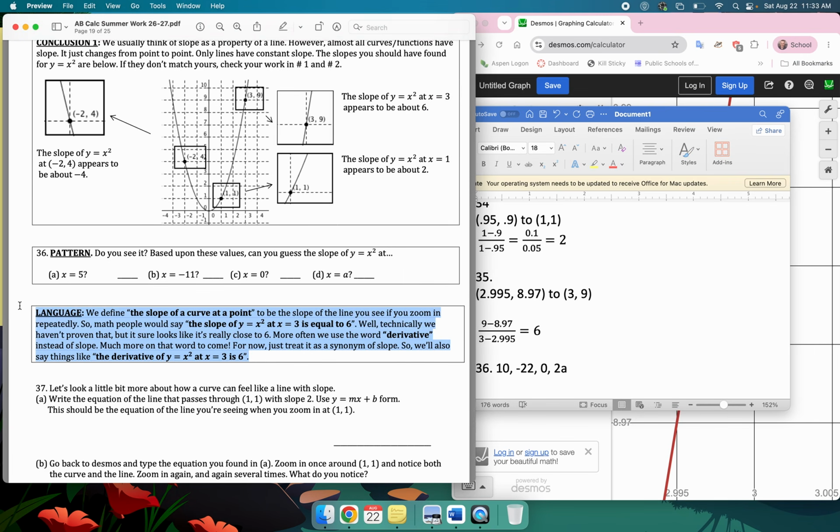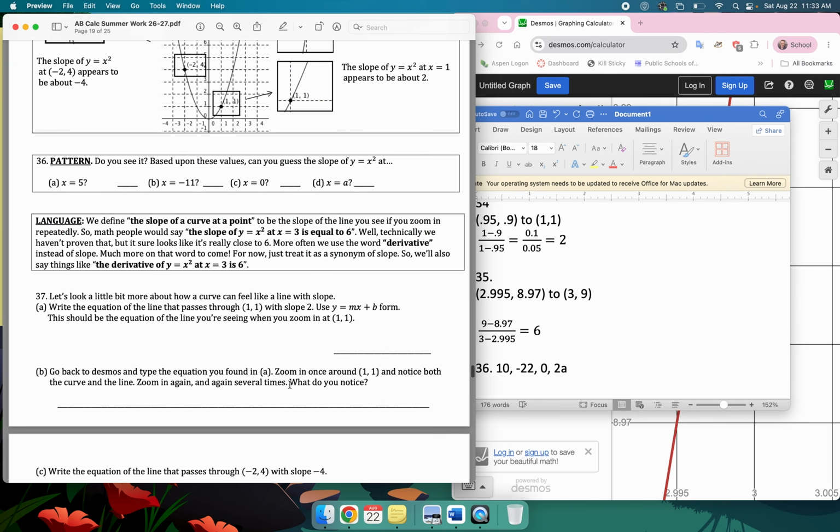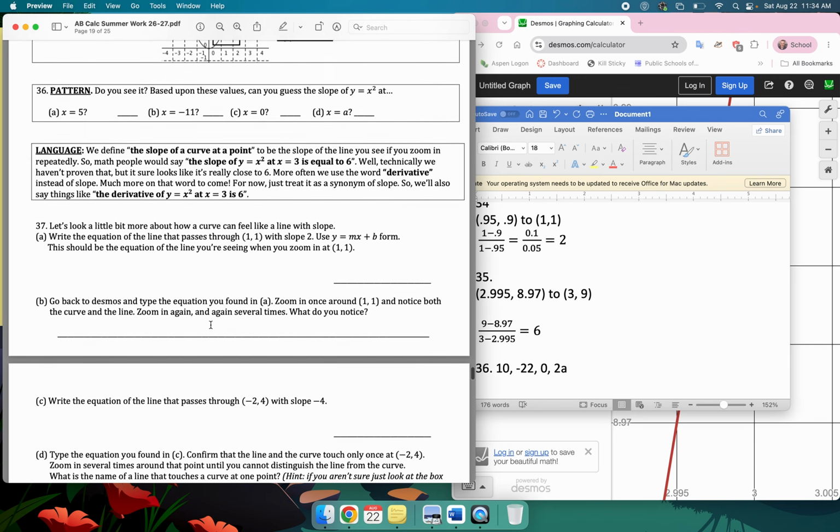So here we have a bit of information about language. It says we define the slope of a curve at a point to be the slope of the line you see if you zoom in repeatedly. So math people would say the slope of y equals x squared at x equals 3 is equal to 6. Well, technically we haven't proven that, but it sure looks like it's really close to 6. More often we use the word derivative instead of slope. Much more on that word to come. For now, just treat it as a synonym of slope. We'll also say things like the derivative of y equals x squared at x equals 3 is 6. So basically derivative means slope, pretty much. Okay.